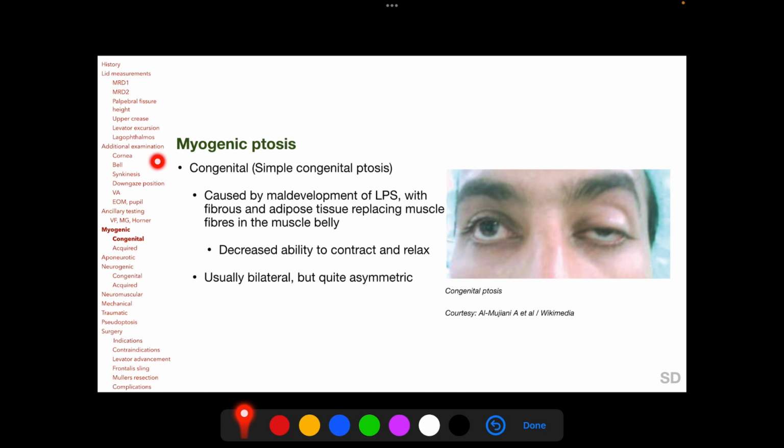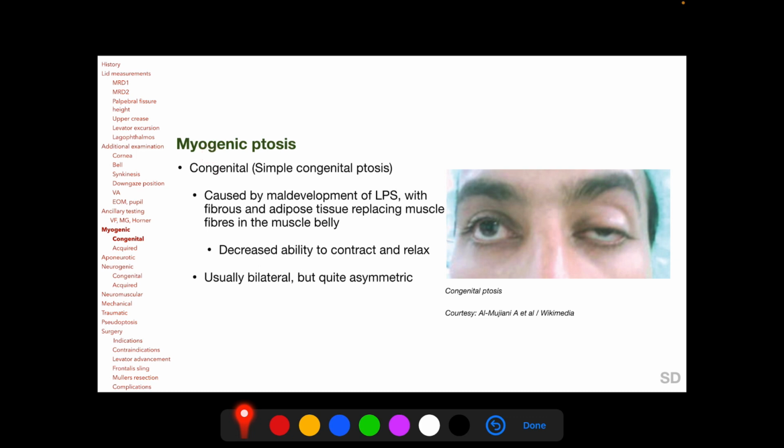After discussing the evaluation for ptosis, we now describe the various clinical types of ptosis. The clinical types of ptosis described include myogenic, aponeurotic, neurogenic, neuromuscular, mechanical, and traumatic.